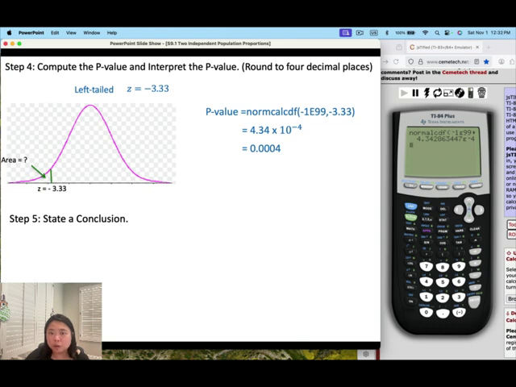When you have a small p-value, you will have stronger evidence to reject the null hypothesis. Now you compare with your significance level. This number is really small, so it will be less than or equal to 0.05, which means reject the null hypothesis.